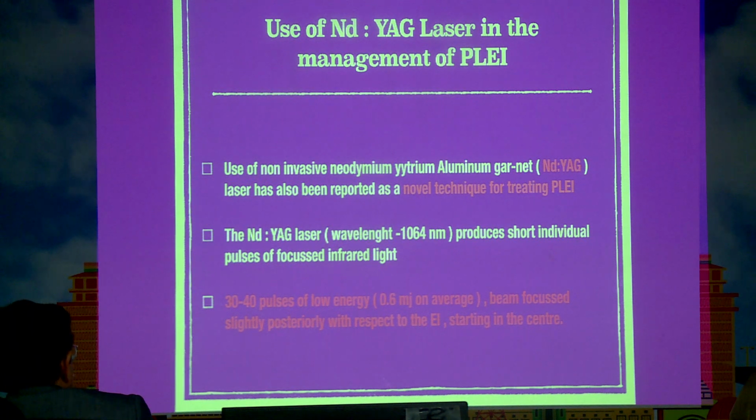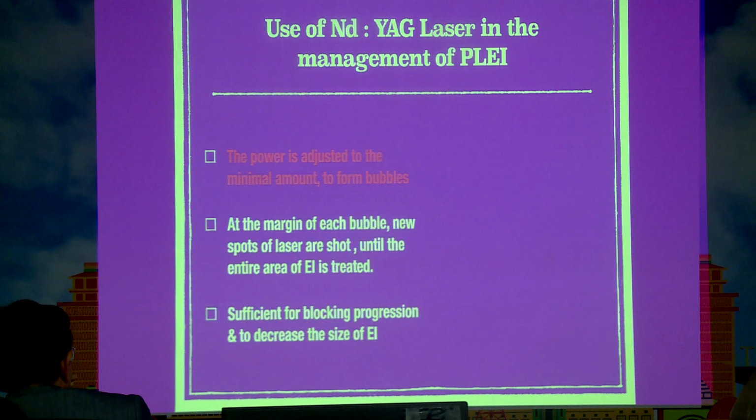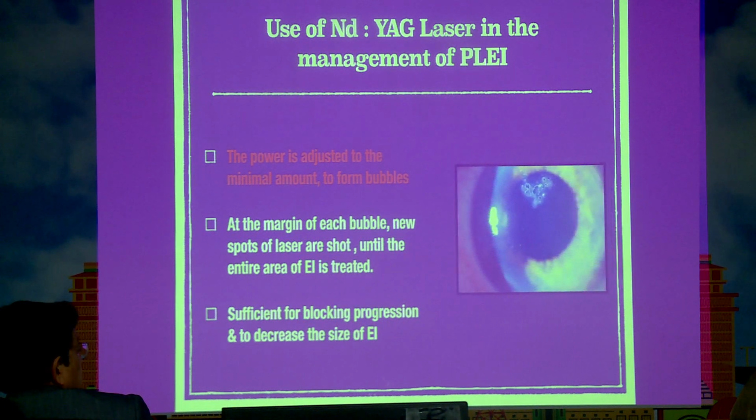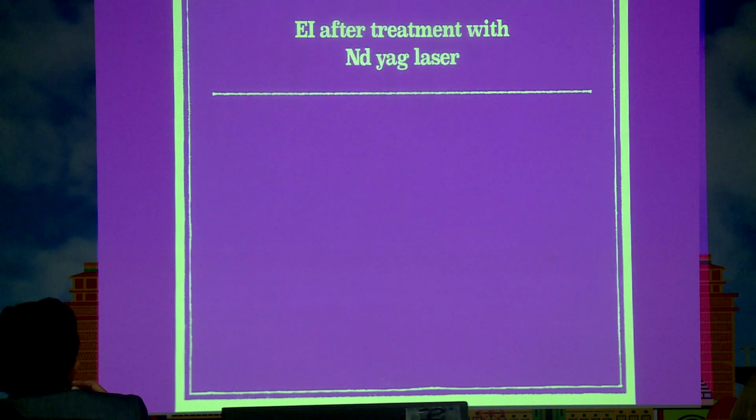It produces short individual pulses of focused infrared light, around 30 to 40 pulses of low energy, focused slightly posterior with respect to the epithelial growth and starting in the center. The power is adjusted to the minimal amount to form bubbles. At the margin of each bubble, new spots of laser are shot until the entire area of epithelial ingrowth is treated, thus sufficient for blocking progression and to decrease the size of epithelial ingrowth.